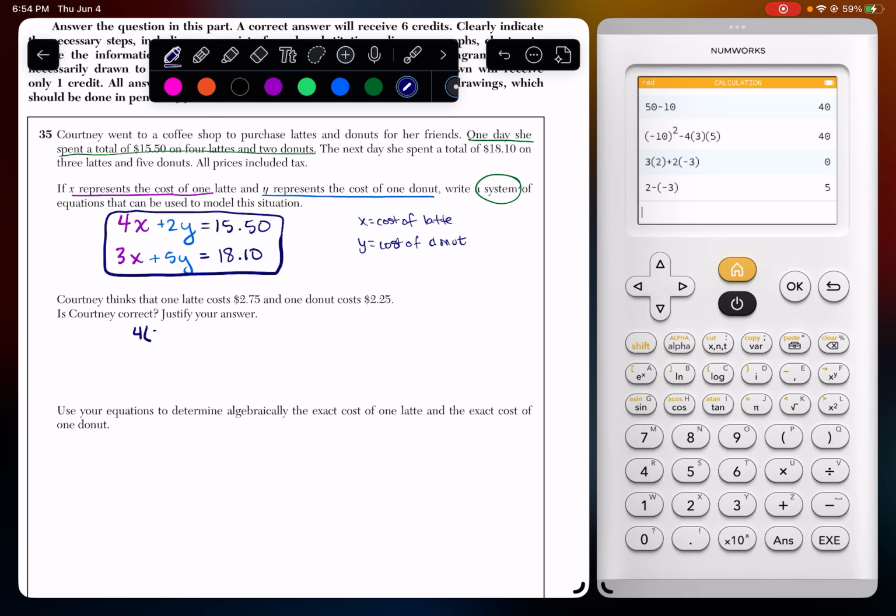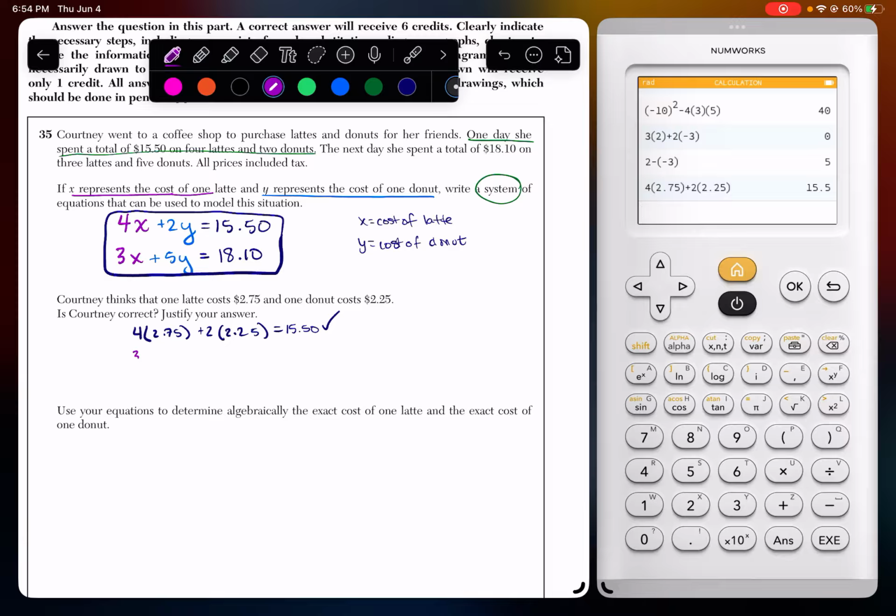4 times 275 plus 2 times 225. So I took my first equation and I replaced the x and the y with the latte price and the donut price that Courtney thinks. If I put this in calculations, I get 1550. So that means that those values work for the first equation. However, we don't know if they work for the second equation yet.